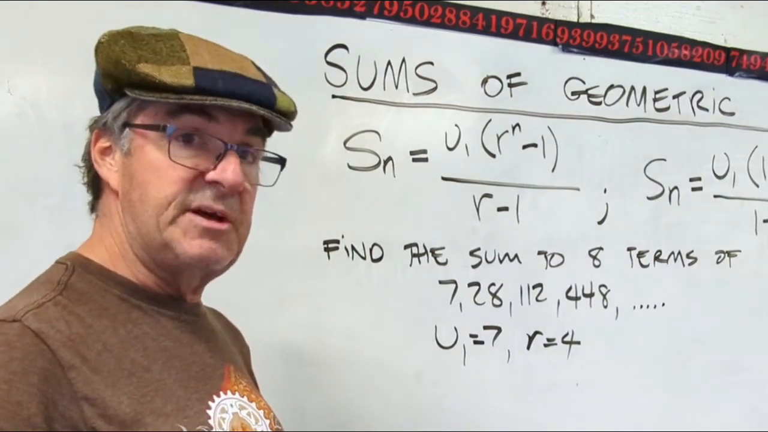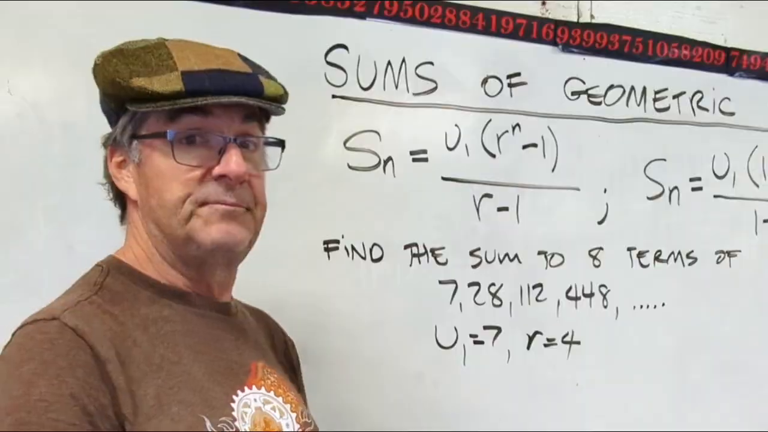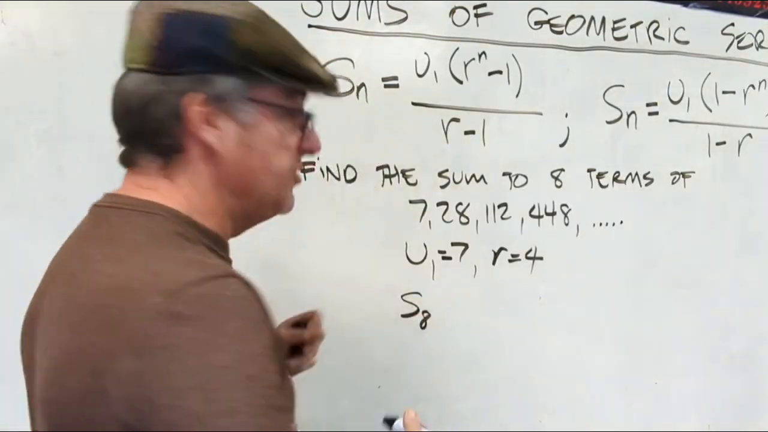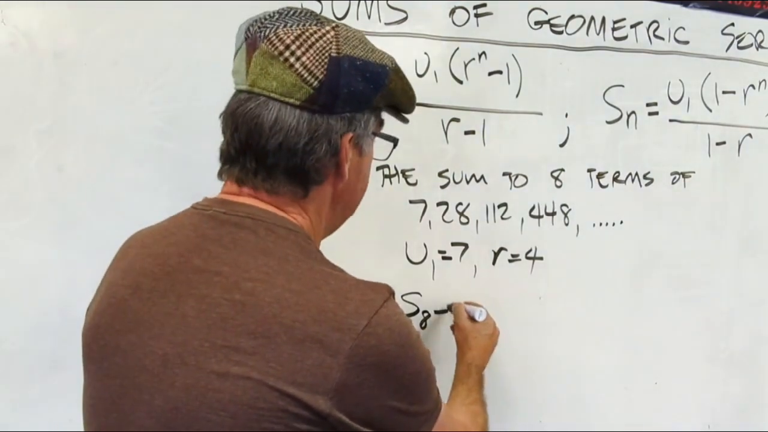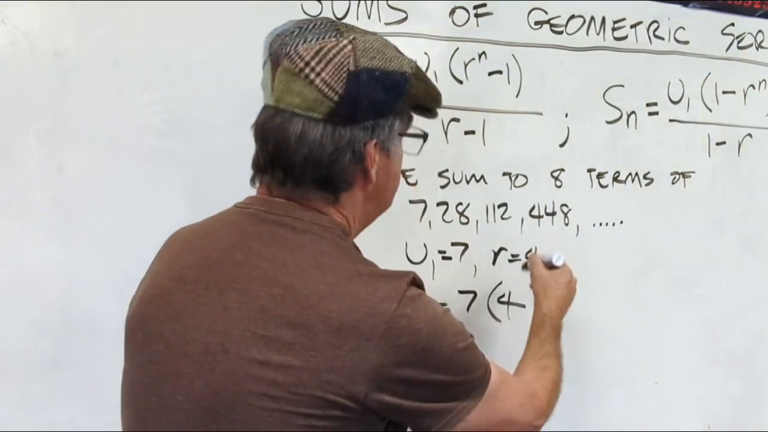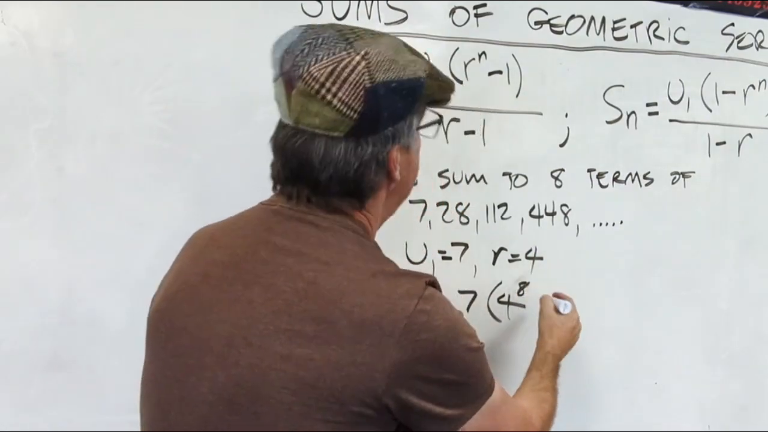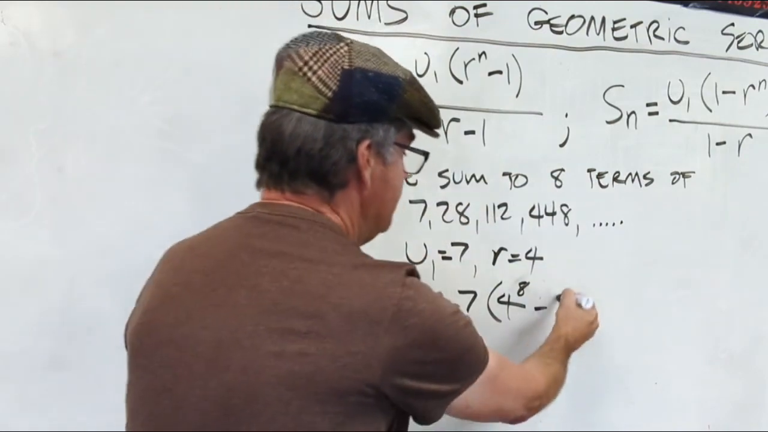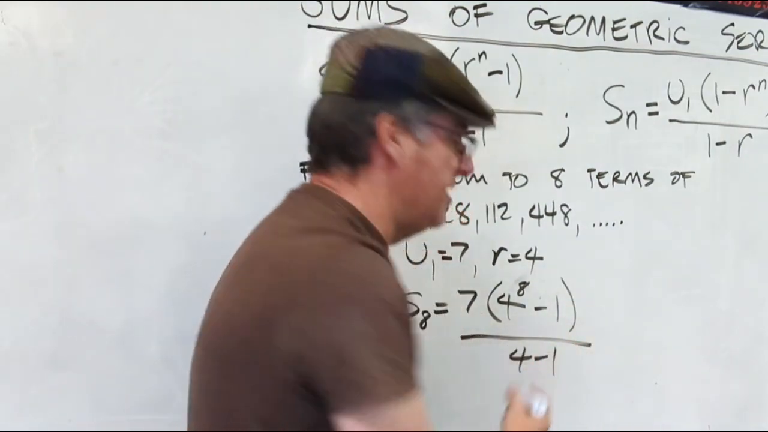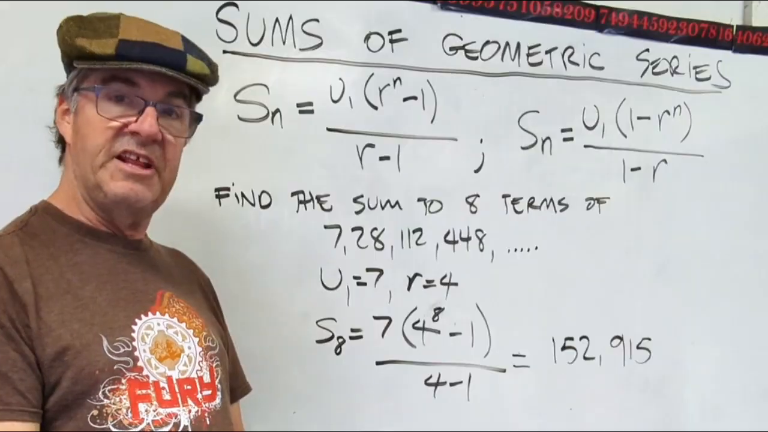So if you couldn't do the plug-in step before, pause the video now and try your plug-in step. Okay, let's see how you did. So S8, remember we're doing 8 terms, is going to equal 7 times 4 to the 8 minus 1 over 4 minus 1. Okay, so pause the video and crunch those numbers. Okay, let's see how you did.